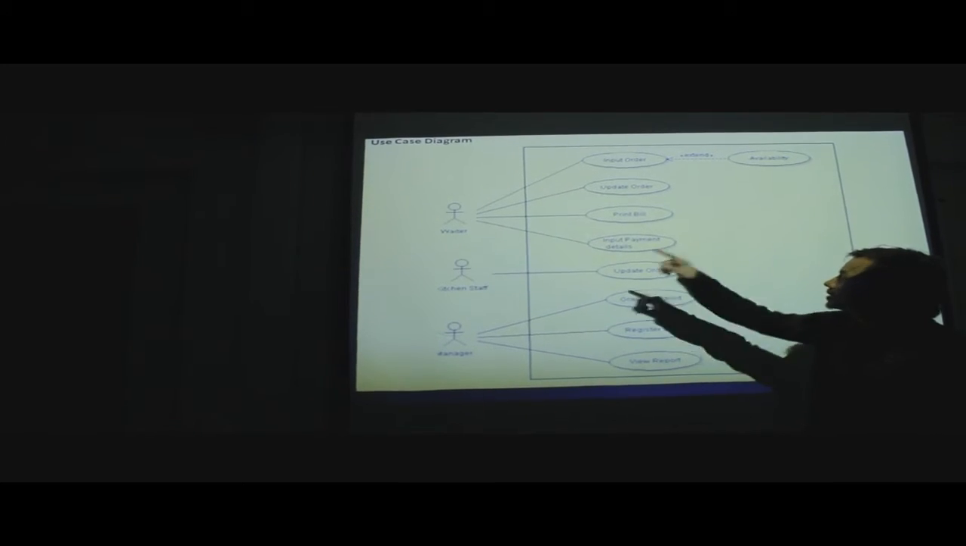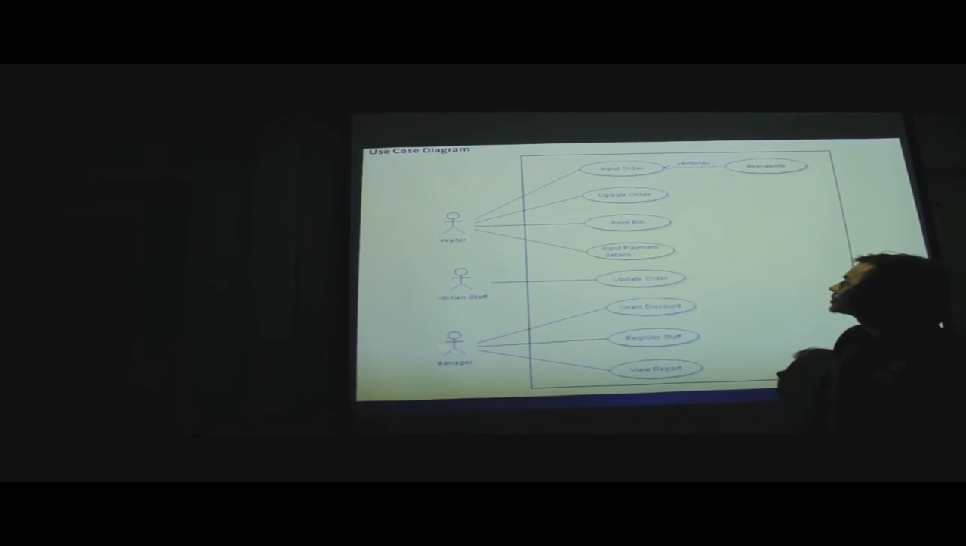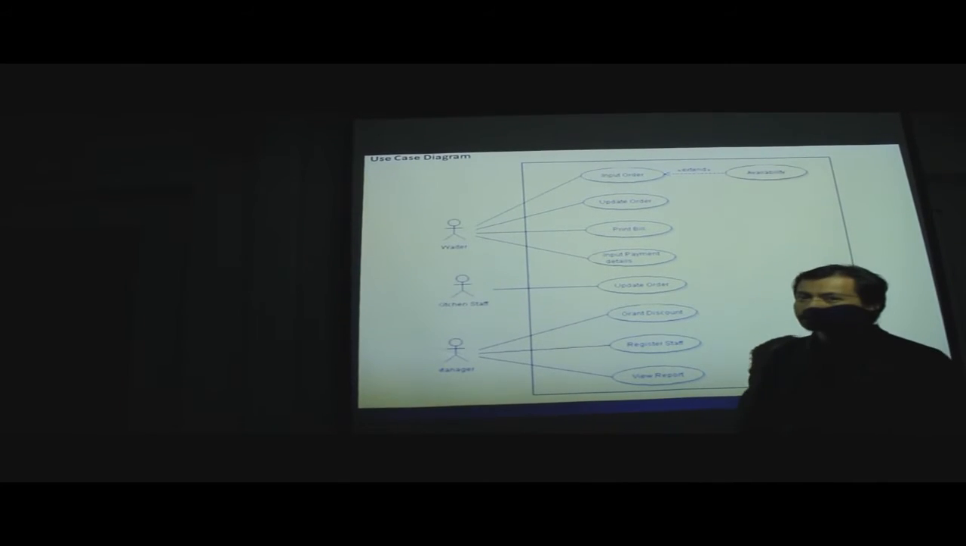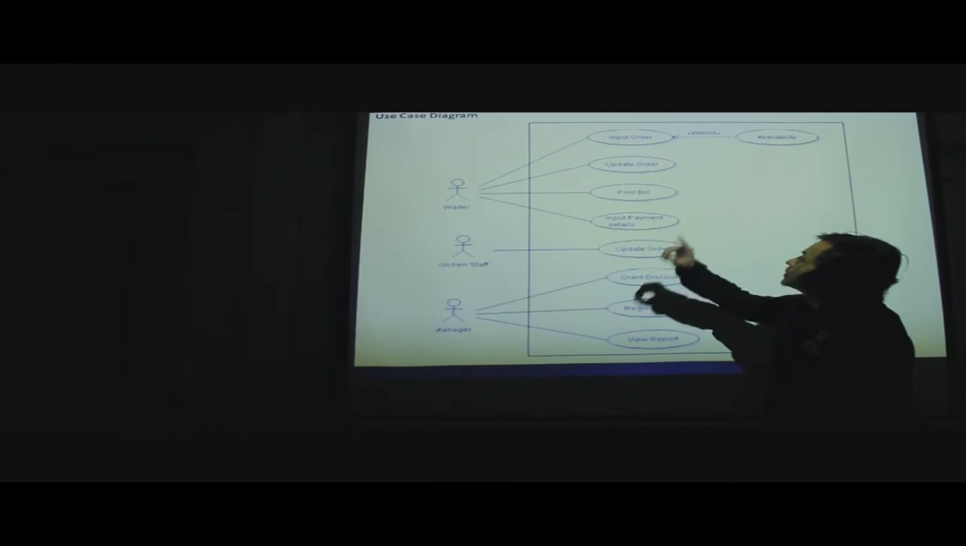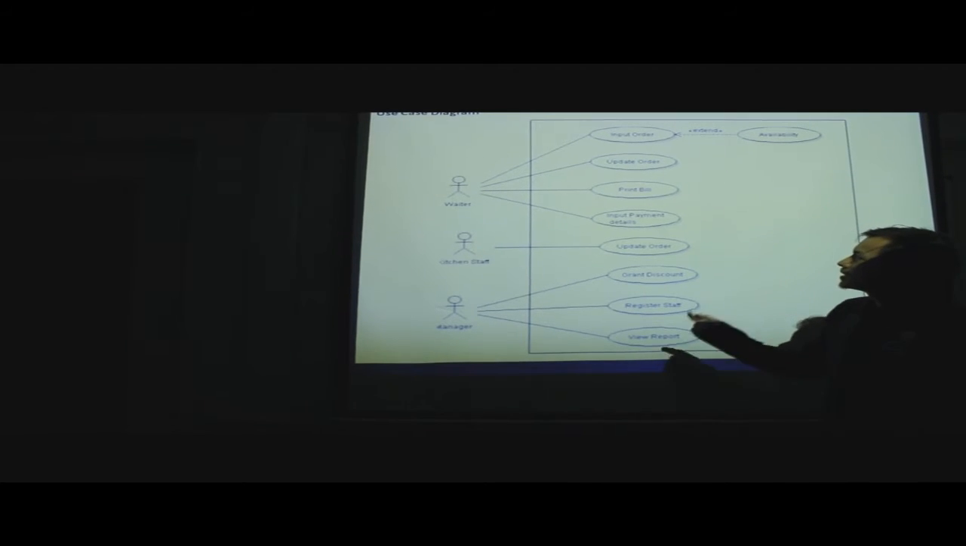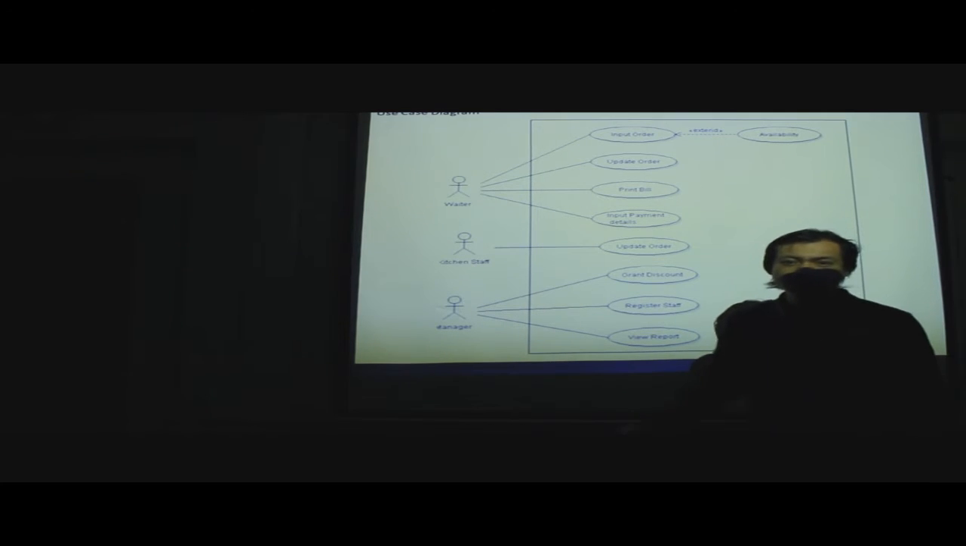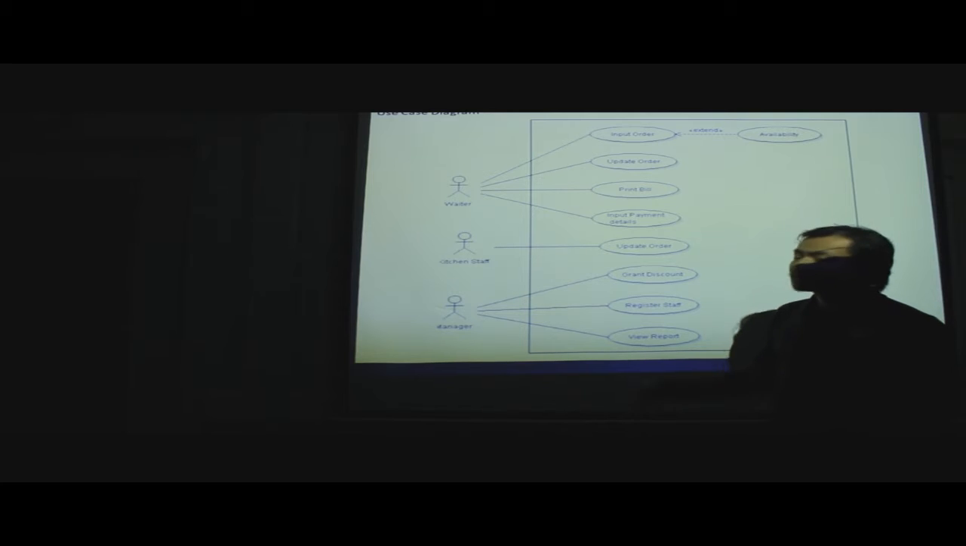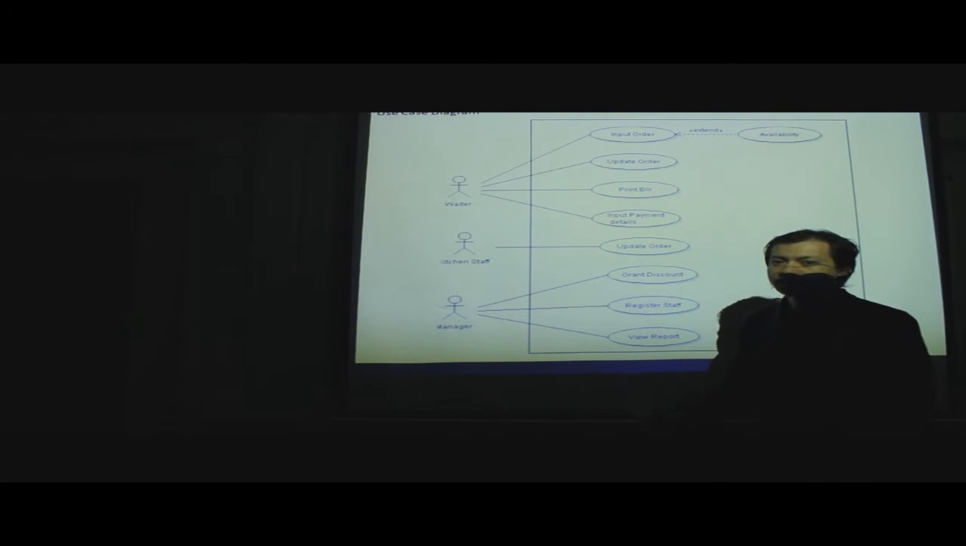The waiter has many use cases, like interacting with the system to input orders, update, print the bill, and input payment details. For example, after taking the order from the customer, the waiter inputs the details of the order into the system. So I think that is the direct relationship between the actor and the use case in the system.